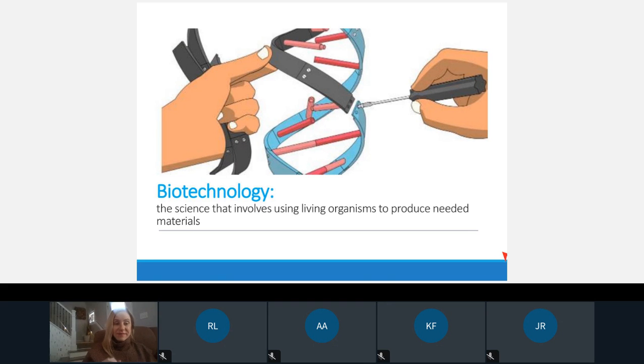So what is biotechnology? I love this picture. Why do I love it? Because what biotechnology is a lot of what this picture resembles. It is the actual changing of DNA. Or we're able to use what we know about DNA, the tools we have, to go in and make modifications. The science that involves using living organisms to produce needed materials. So we can do things that would modify them.